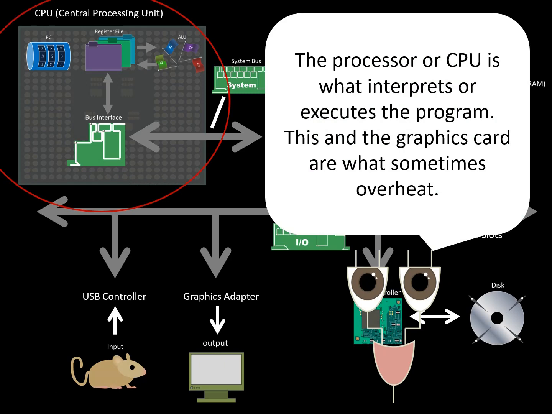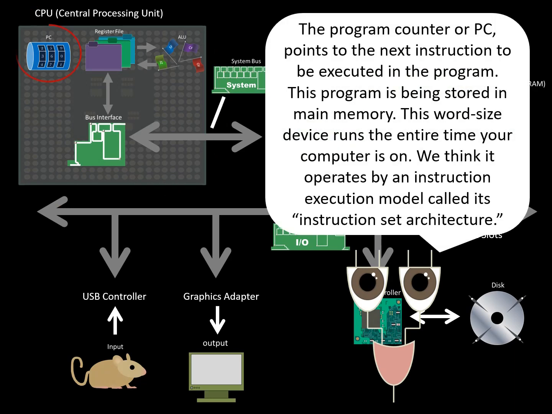The processor, or CPU, is what interprets or executes the program. This and the graphics card are what sometimes overheat. The program counter, or PC, points to the next instruction to be executed in the program. This program is being stored in main memory. This word-sized device runs the entire time your computer is on. We think it operates by an instruction execution model called its instruction set architecture.